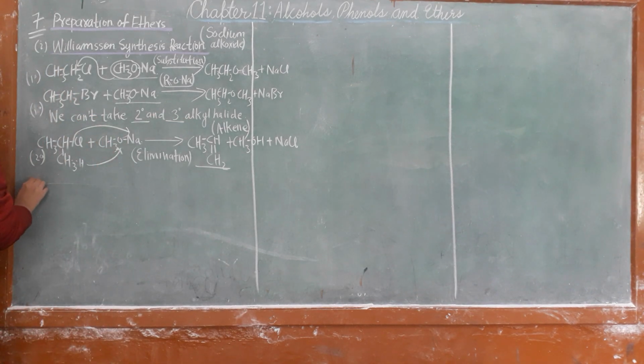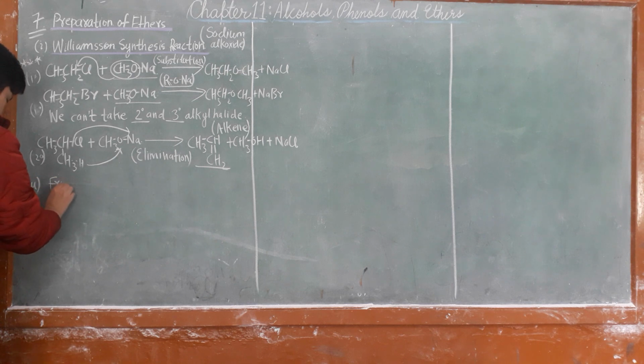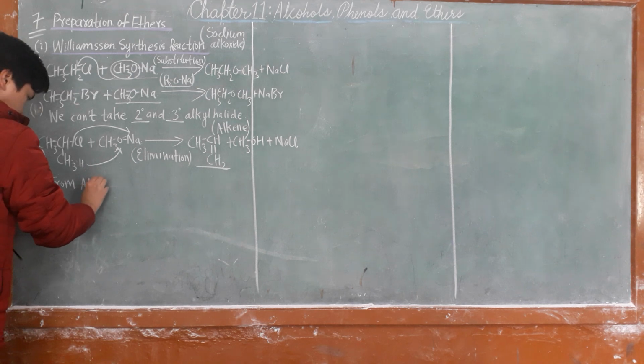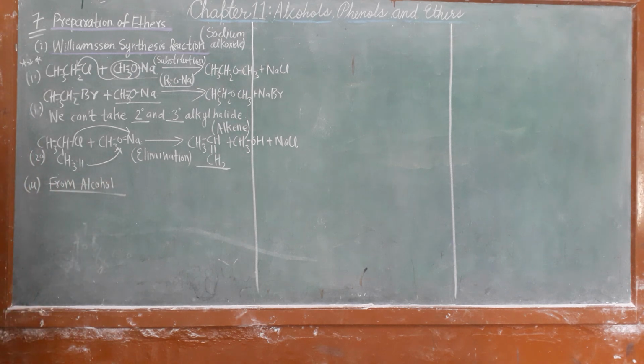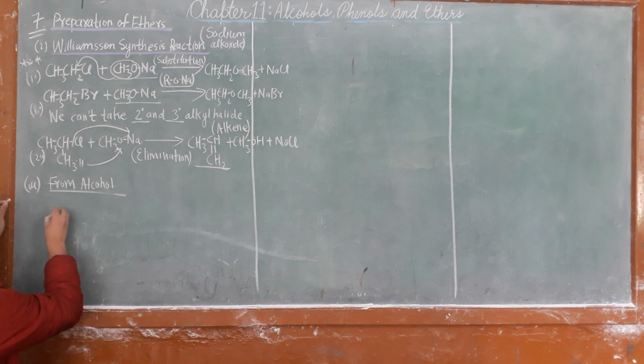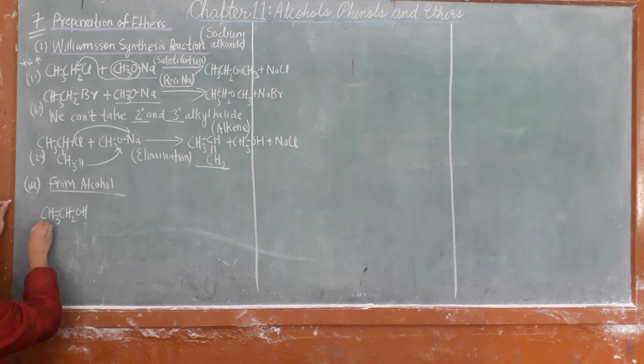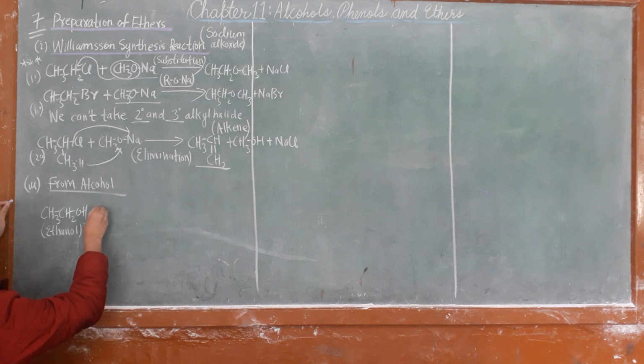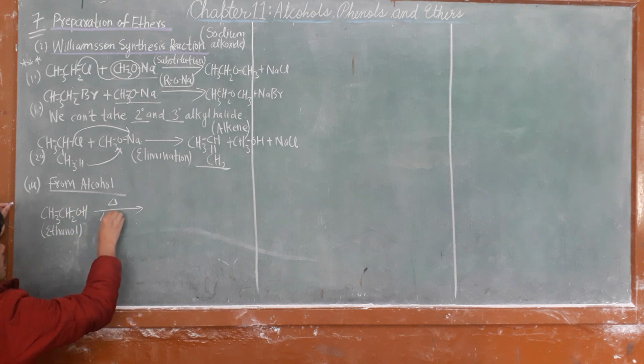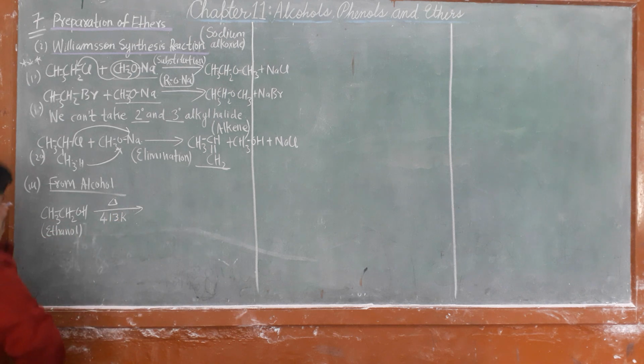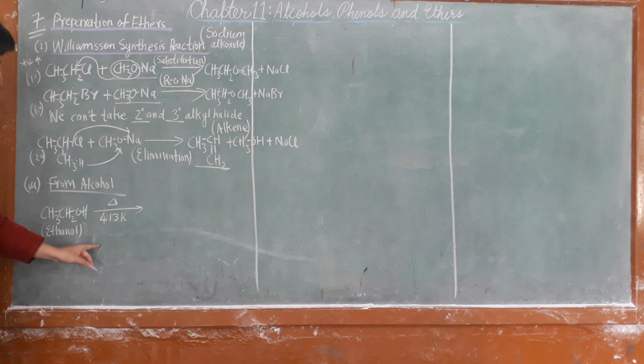Now the second preparation, which is important, is from alcohol. What you have to do is take an alcohol, CH3CH2OH, that is ethanol. Now you have to heat ethanol at 413 Kelvin of temperature, not more than that and not less than that as well.